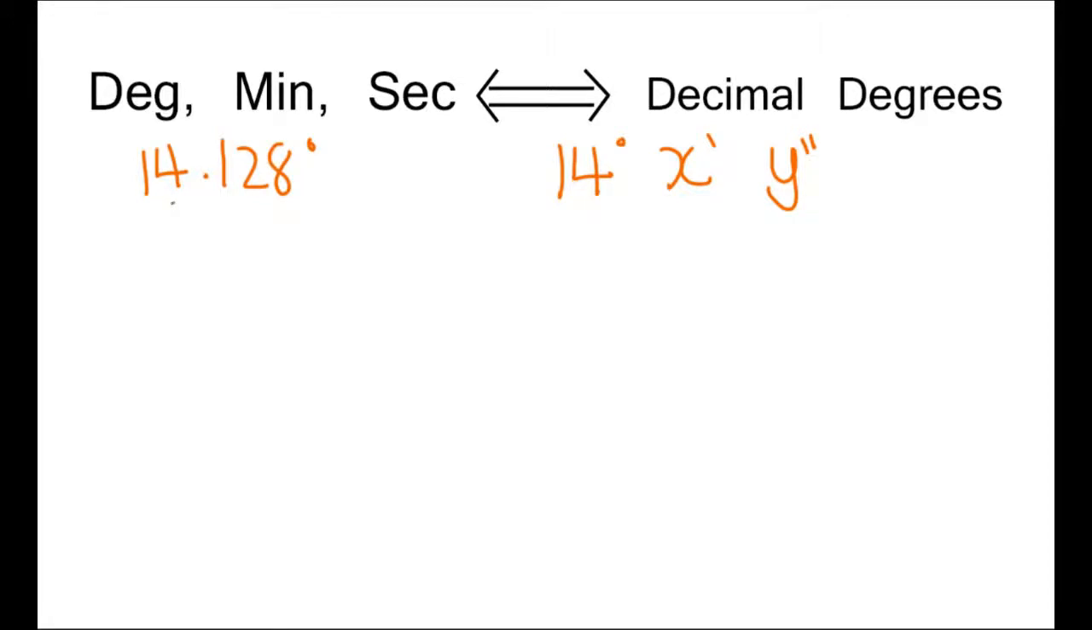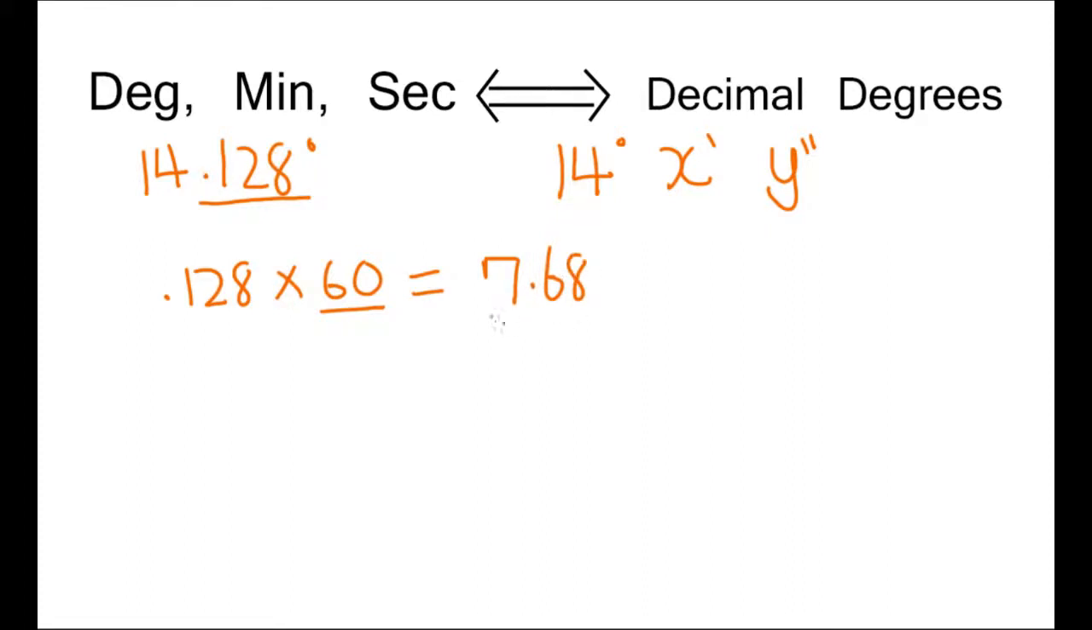We just take this 14 and put it in front of the degrees. That'll always be the same. But this time, we take this 0.128 and multiply it by 60. Why 60? Because there are 60 minutes in an hour and 60 seconds in a minute. So I'll take my calculator here, 0.128 times 60. That would be 7.68.